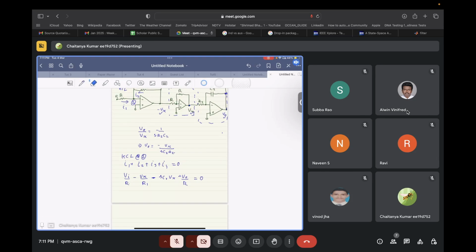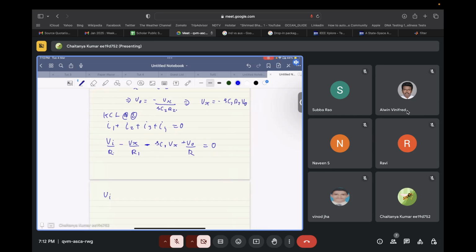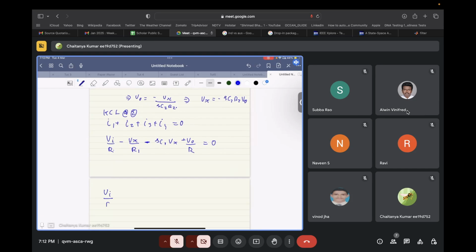So Vx we have over here. Now here we knew that V naught is equal to minus Vx by S C2 R2. Hence Vx is equal to minus S C2 R2 times V naught. If we substitute this in the KCL equation, we get the following. Here we have Vi by R plus V naught, which we can take out common: S C2 R2 by R1 plus S square C1 C2 R2 plus 1 by R.